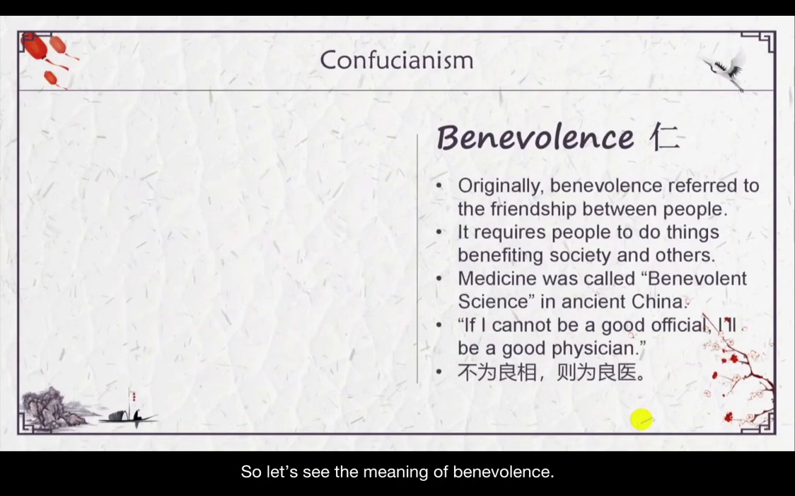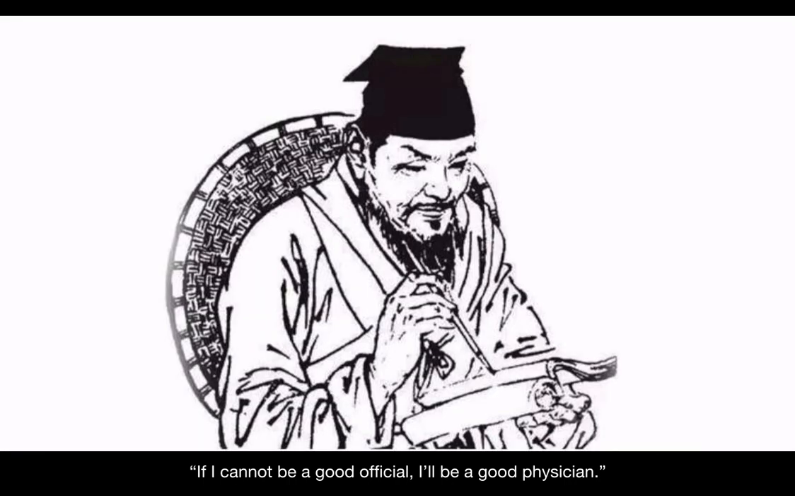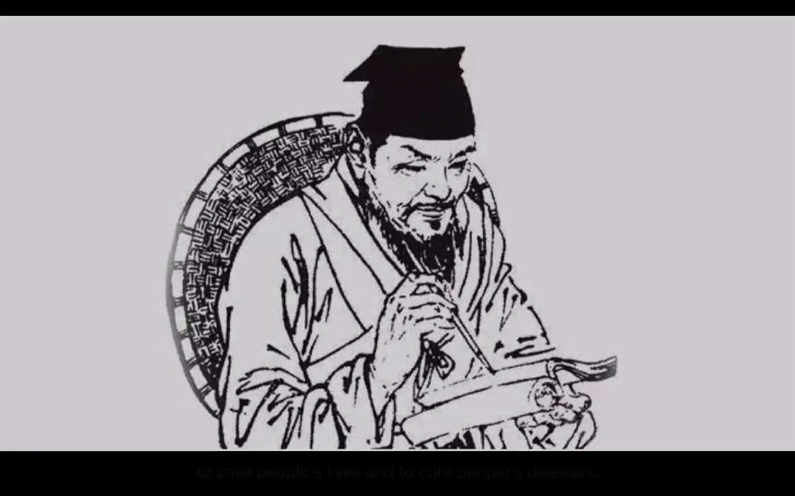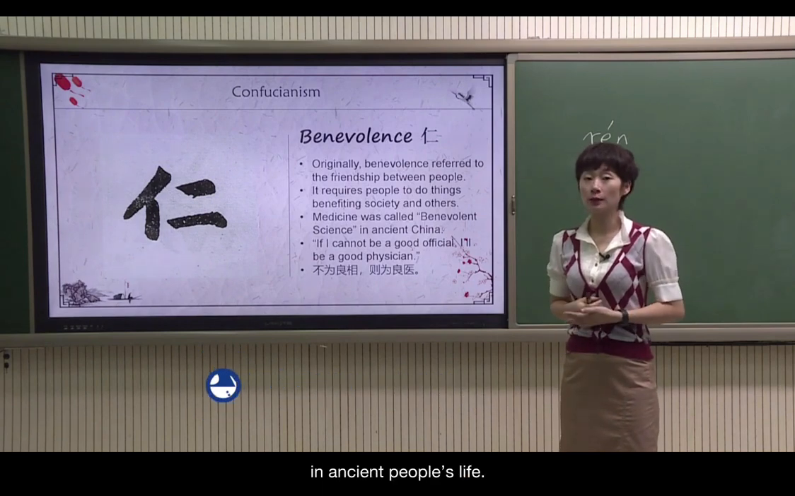So let's see the meaning of benevolence. So originally, benevolence referred to the friendship between people. It requires people to do things benefiting society and others. So medicine was called benevolent science in ancient China. And there's a saying in the ancient times, it says that if I cannot be a good official, I will be a good physician. That's why in the ancient times you will see a lot of people, they are working very hard to become a good doctor, to cure people, to save people's lives and to cure people's diseases. So we can see that Ren actually plays a very important part in ancient people's life.